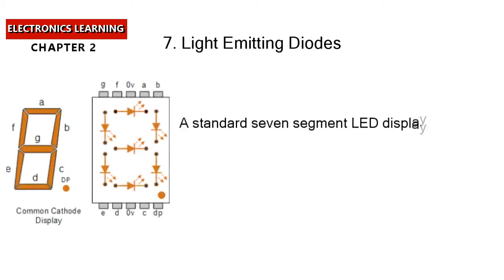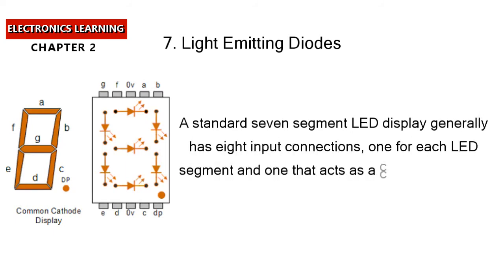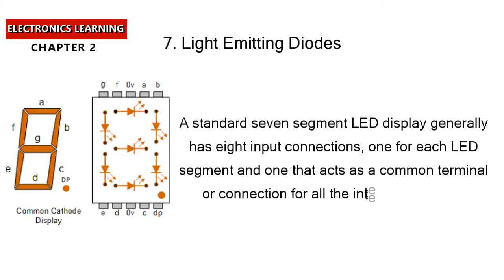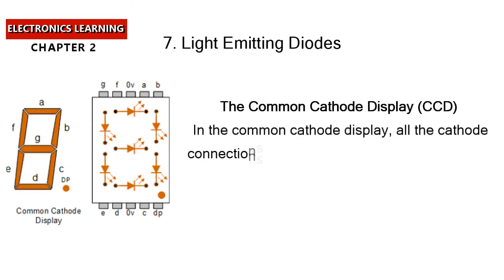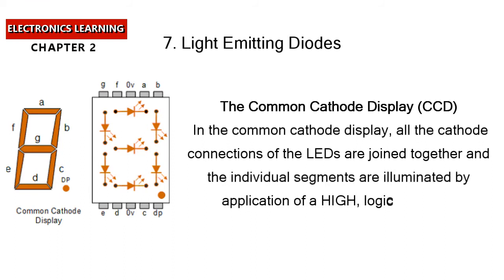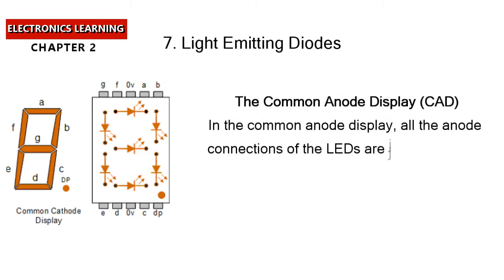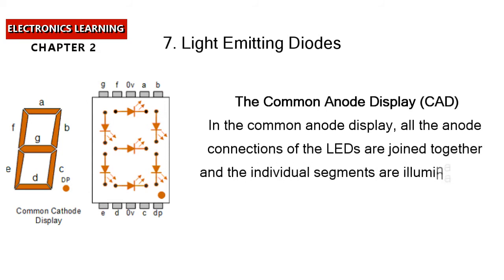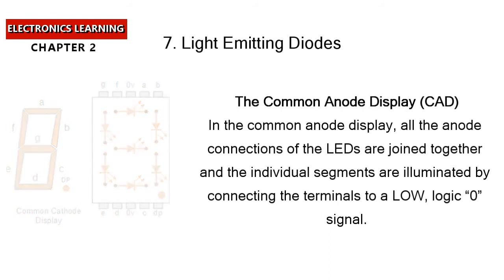A standard 7-segment LED display generally has 8 input connections, one for each LED segment and one that acts as a common terminal or connection for all the internal segments. In the common cathode display, all the cathode connections of the LEDs are joined together and the individual segments are illuminated by application of a high, logic 1 signal. In the common anode display, all the anode connections of the LEDs are joined together and the individual segments are illuminated by connecting the terminals to a low, logic 0 signal.